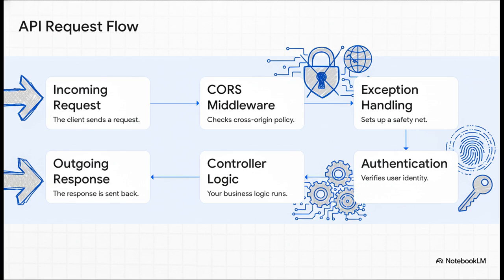And only then does it finally reach your actual business logic in the API controller. Then the response flows back out through those exact same layers, but in reverse. And that is why the order is so critical.